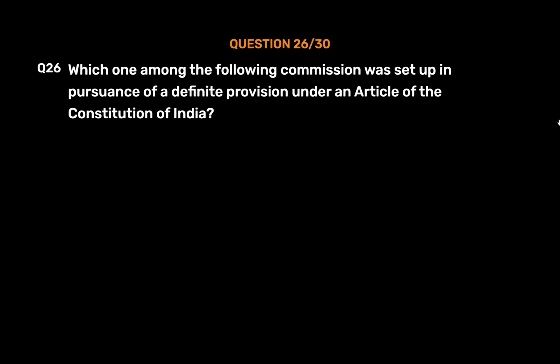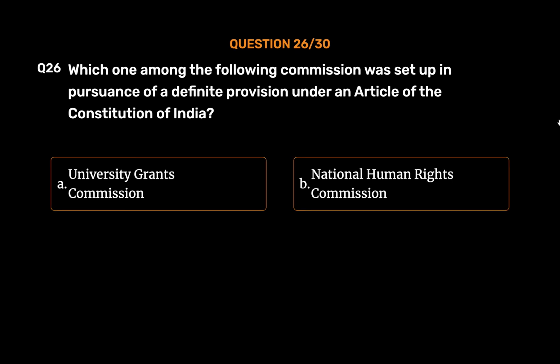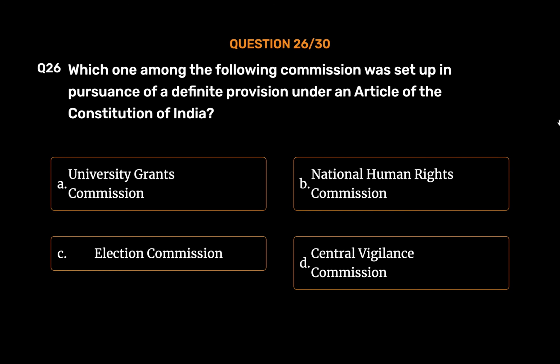Question number 26. Which one among the following commissions was set up in pursuance of a definite provision under an article of the Constitution of India? Option A. University Grants Commission. Option B. National Human Rights Commission. Option C. Election Commission. Option D. Central Vigilance Commission. The correct answer is Option C.